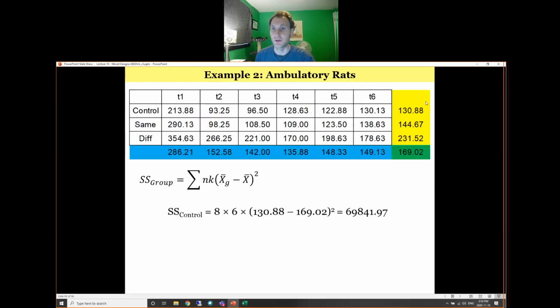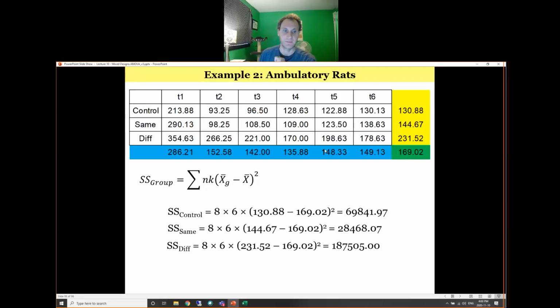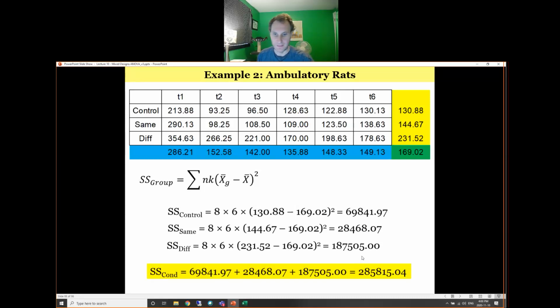For example, the control group mean is 130.88. That's the mean of all the observations for the rats in the control group. We can subtract that from our grand mean of 169.02, square the result, and multiply by how many observations make up that mean: n times k, in this case 8 times 6. We can do the same thing for the same condition and for the different condition. Take the sum of all 3, and that is our group sums of squares.